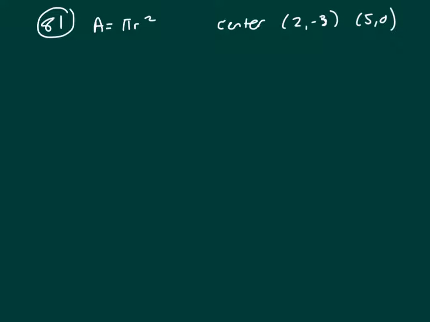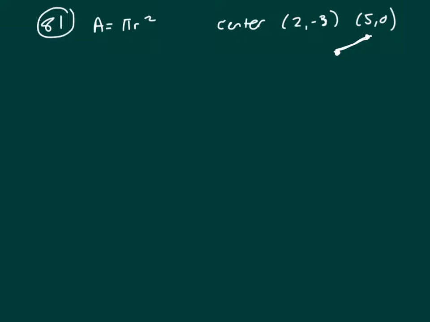We're trying to find the area of the circle, so we need to know the radius. And I'm going to work this problem two different ways to show you two different equations, formulas that might help you. So the center is (2, -3), and (5, 0) is a point on the circle. So if you were to connect the center to that point on the circle, you'd have the radius.